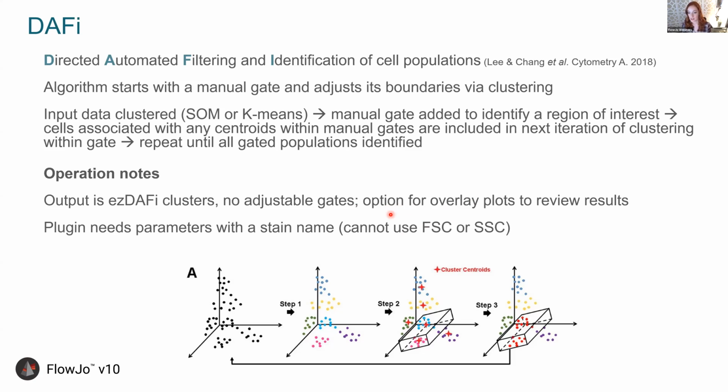You can also get an overlay of plots to review the results, because you're not completely blind as to how it performed relative to your manual gating. As we'll see in the demo, you'll get an overlay of the EasyDAFi-defined population and how it compares to the population you manually gated had you pursued that approach. And so the plugin is going to need parameters with a stain name. Okay, so it doesn't pass in its current form using scatter parameters. So if you want to use the tool, you might want to pick a population that's past your cleanup gates, because we can't feed scatter parameters into the tool, at least for the plugin implementation.